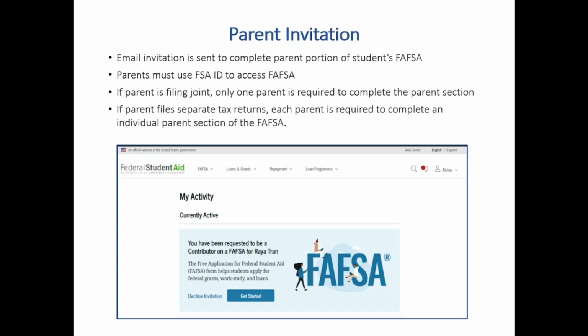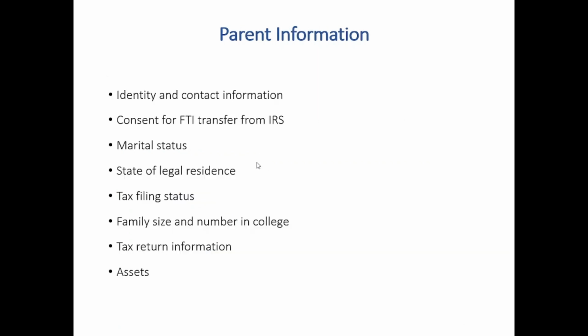If a parent is filing joint from 2023, only one parent is required to complete the parent section. If parents, you filed separate tax returns in 2023, then each parent will go in and complete their section of the FAFSA. Again, you're giving consent from the IRS, or permission to pull this information onto the application, and that's why you're doing this separately, because only you should be able to get permission to provide that information on the FAFSA, because it's your information.